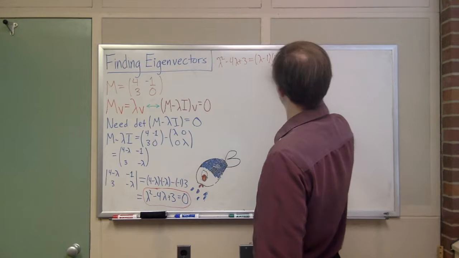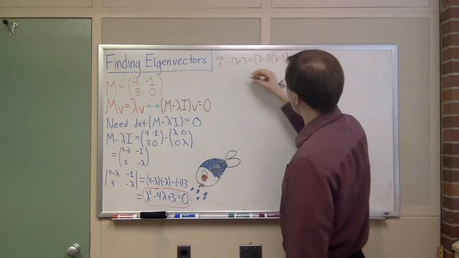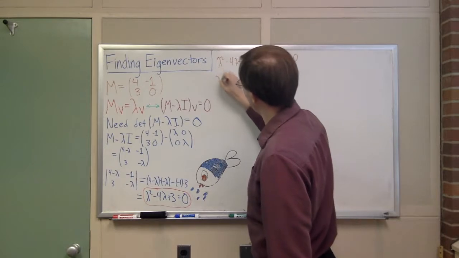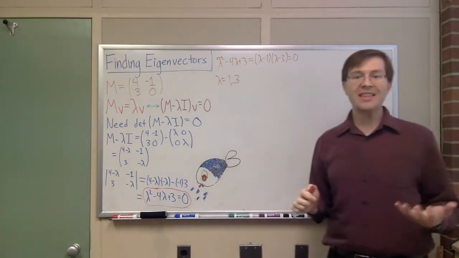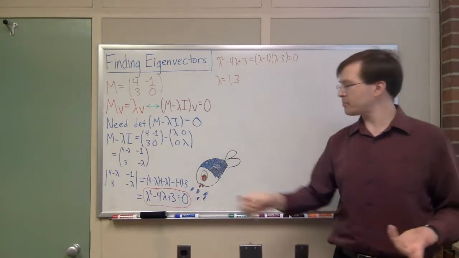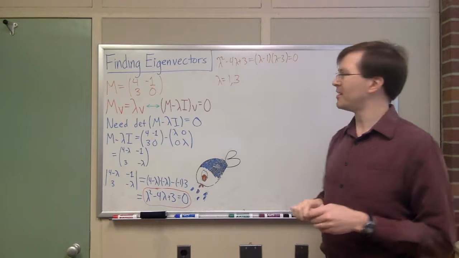Lambda squared minus 3 minus 4 plus 3. That's this thing. And so my eigenvalues are lambda equals 1 or 3. So I've already gotten the eigenvalues of this matrix just by finding this polynomial and solving for lambda. That's a good first step.